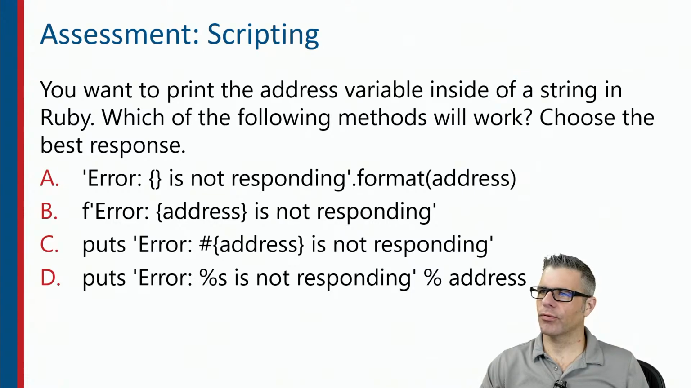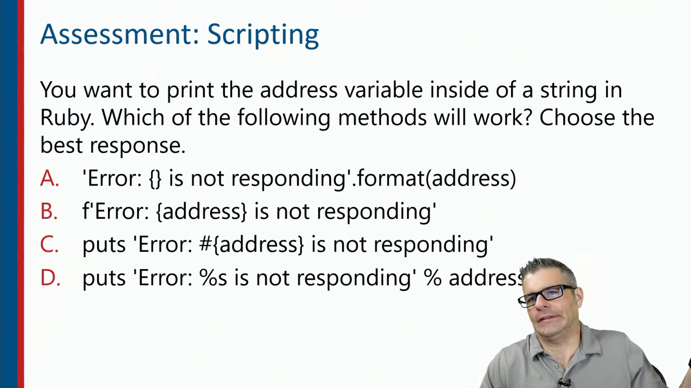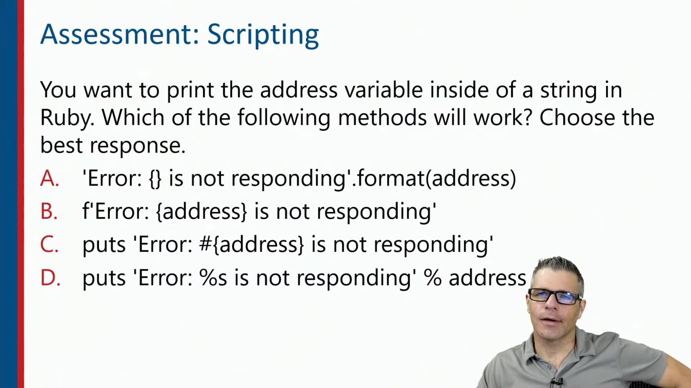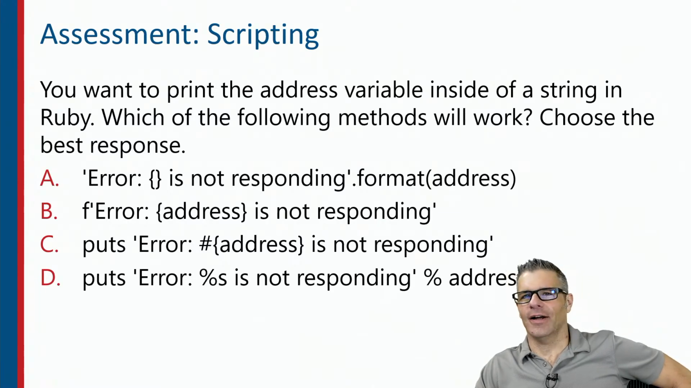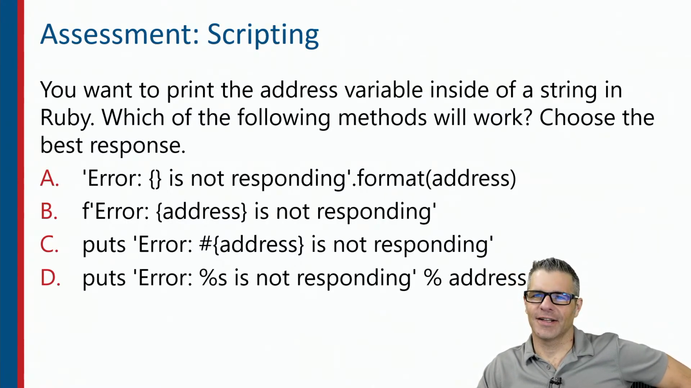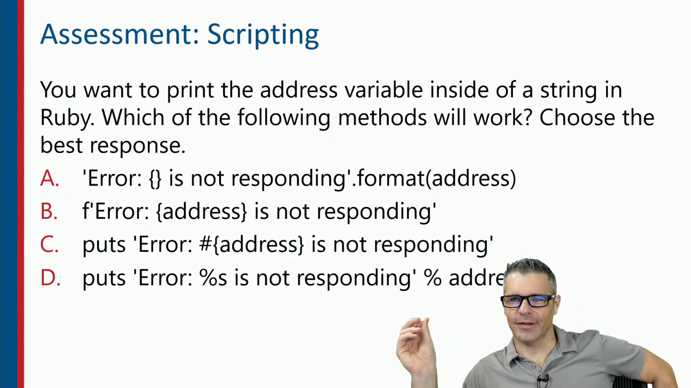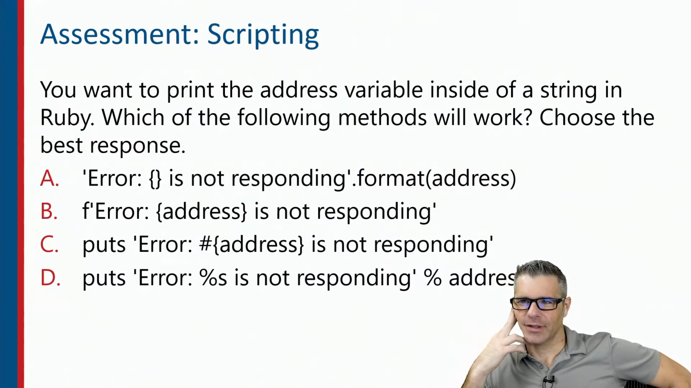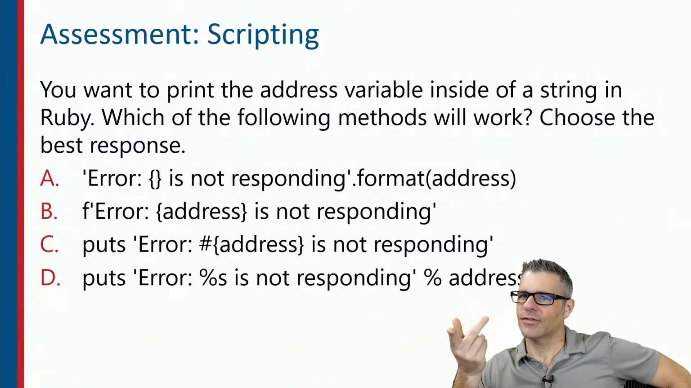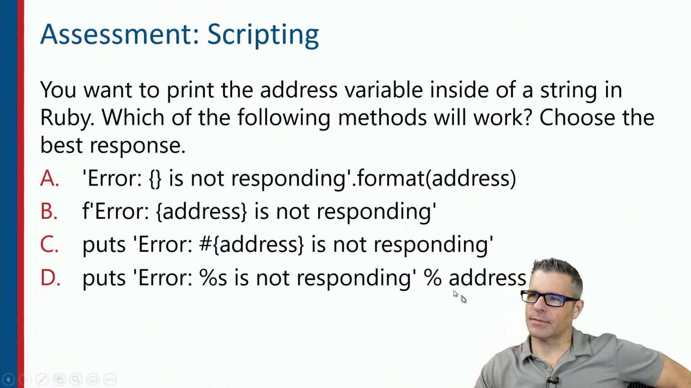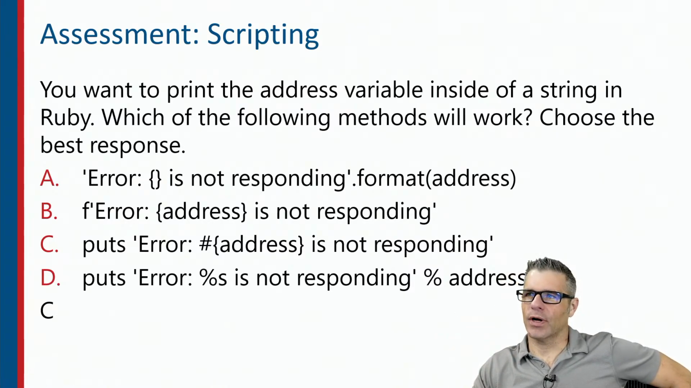Again, you want to print an address variable inside of Ruby. I don't really love Ruby, so I couldn't do this one off the top of my head. Which of the following methods will work? I haven't used Ruby in a while. I've not touched Ruby. I would do D. I was going to say C. D looks more like Python to me. Oh, okay. C is Ruby syntax, but that one's not really fair until you poke around in some Ruby.